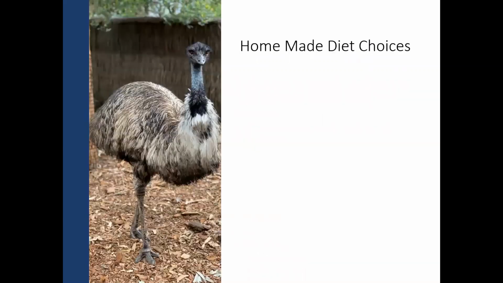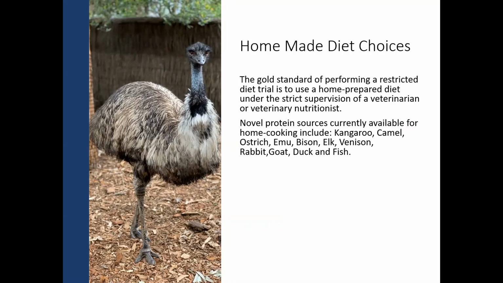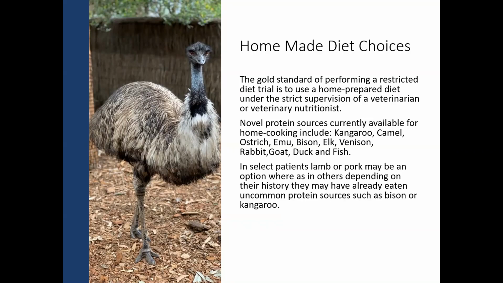Homemade diet choices are an option as well. The gold standard of performing a restricted diet trial is to use a home-prepared diet under the strict supervision of a veterinarian or veterinary nutritionist. Novel protein sources currently available for home cooking can include kangaroo, camel, ostrich, emu, bison, elk, venison, rabbit, goat, duck, or fish. In some patients, lamb or pork may be an option.